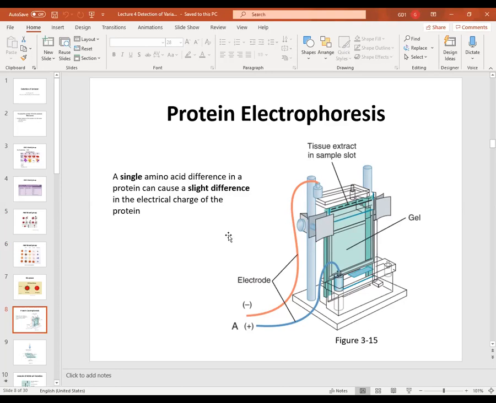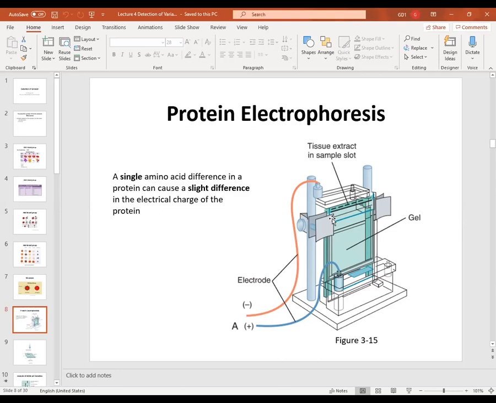But what is different between protein and DNA? DNA has a negative charge along the strand, but protein does not. Proteins are made of 21 amino acids, actually, not 20, and each amino acid has a different charge: no charge, positive charge, or negative charge. So they are diverse. First, we have to make the protein all negatively charged using SDS.